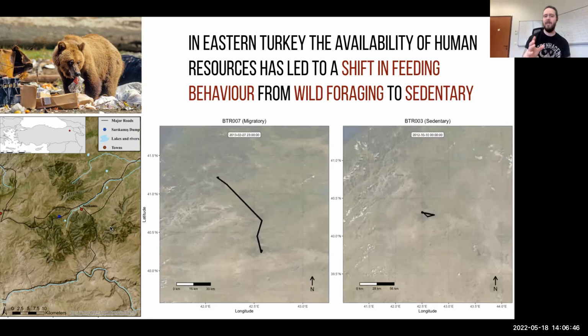Again, there's this very interesting life history shift within these bears, where some bears are very sedentary, spend all of their time, and feed exclusively on the garbage dump. And we have these migratory bears which don't use the garbage dump as a food source, but forage for their own food. What we were interested in is, can we understand the genetic basis of this life history shift and what that can tell us about how to conserve these species?